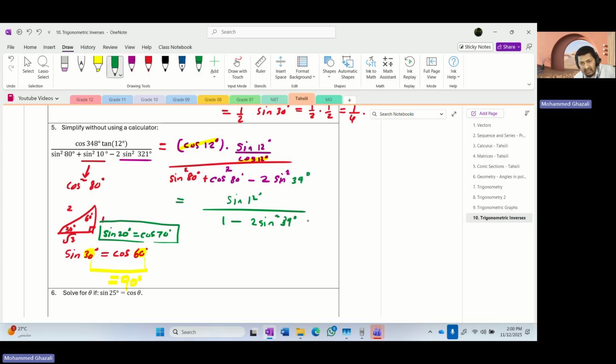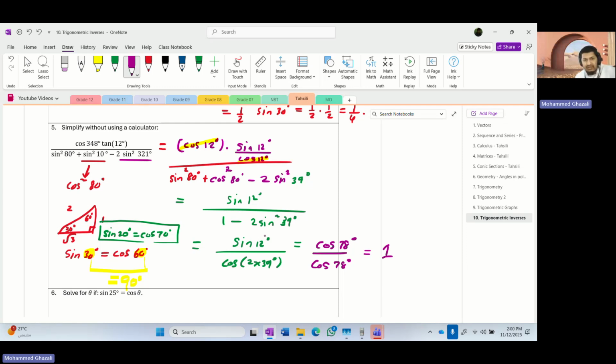And I know 1 minus 2 sine squared 39 is a cos double angle. So sine 12 divided by cos of 2 times 39 degrees. And sine 12 can change to cos 78, okay? Because of this result here. Sine 12 and cos 78 are the same. And if I change the bottom, 2 times 39 is also cos 78. And what's the answer? Because the top and the bottom cancel out, and if you type this entire thing in, you should also get 1.